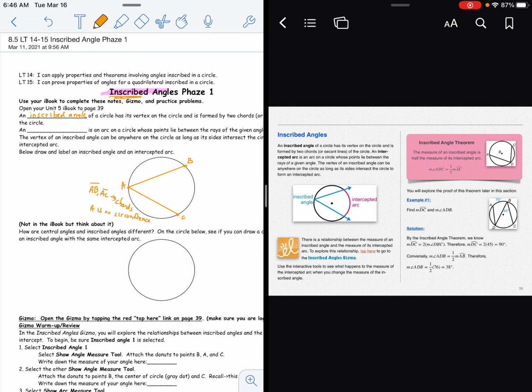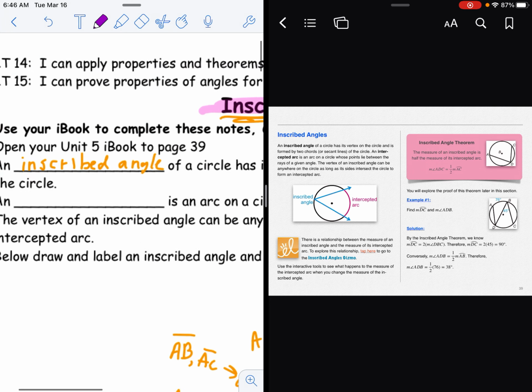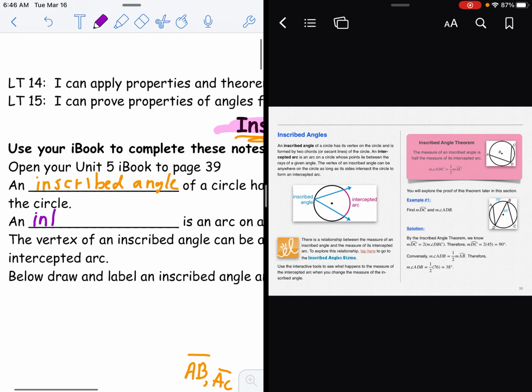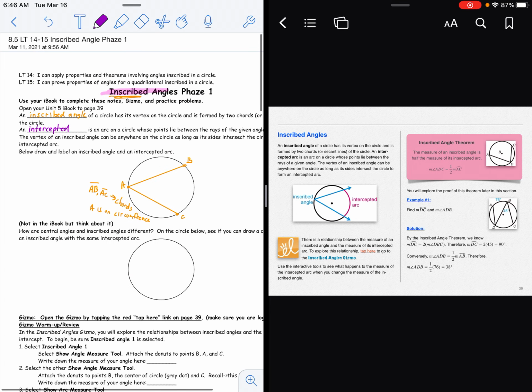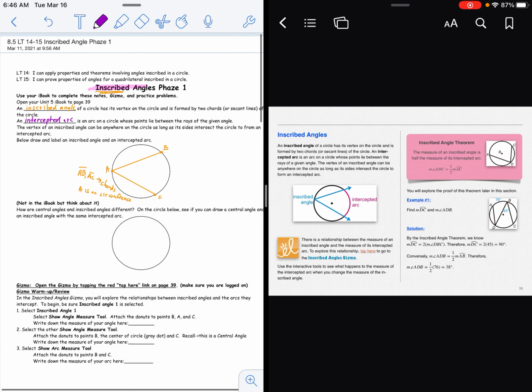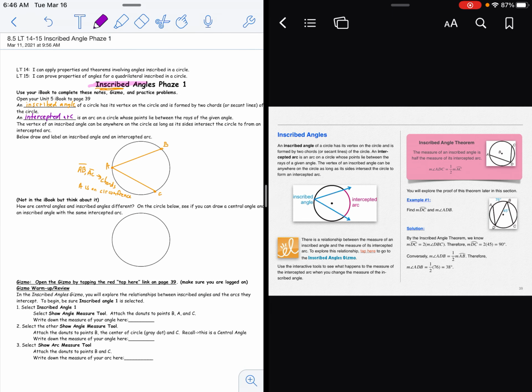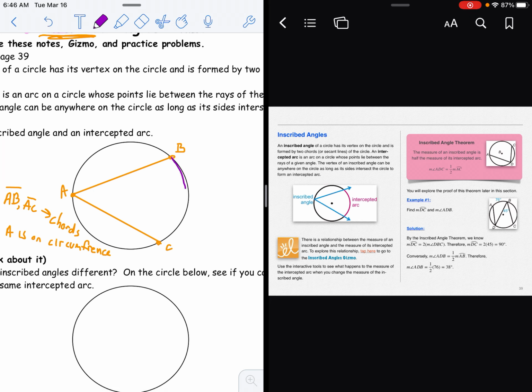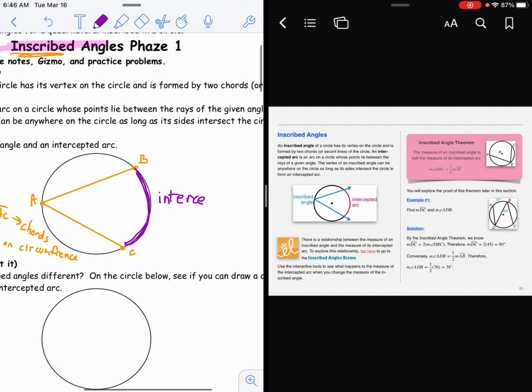So, an intercepted arc is the next one. It is an arc on a circle whose points lie between the rays of the given angle and the vertex of the inscribed angle. So then this is the intercepted arc. We've actually been talking about arcs, arc measures, arc lengths, different things.